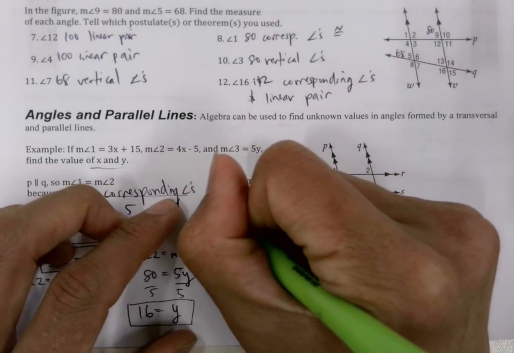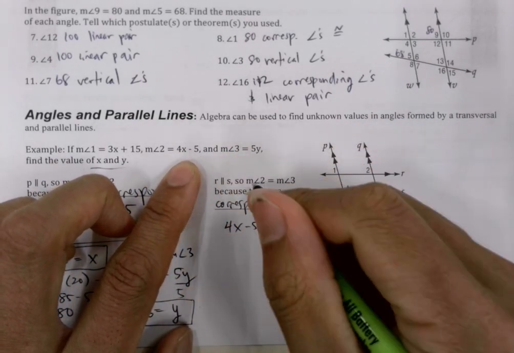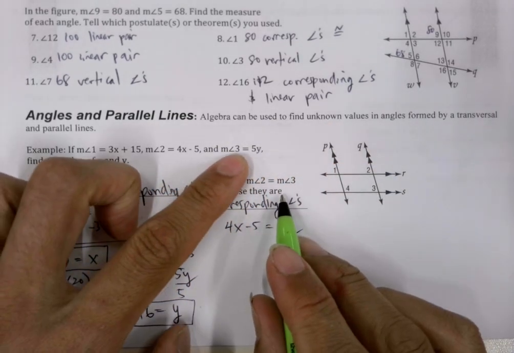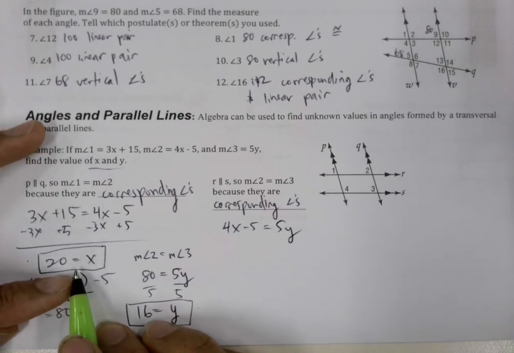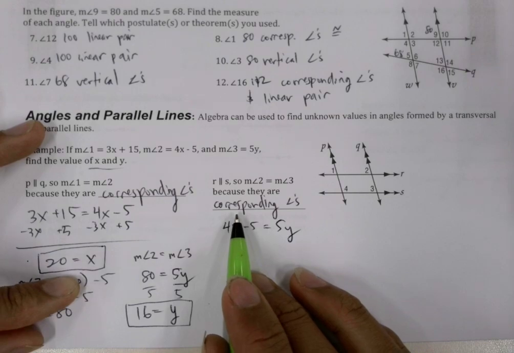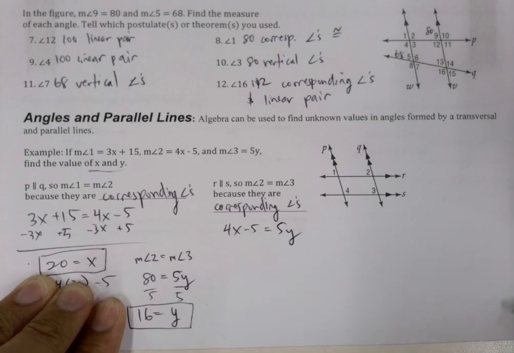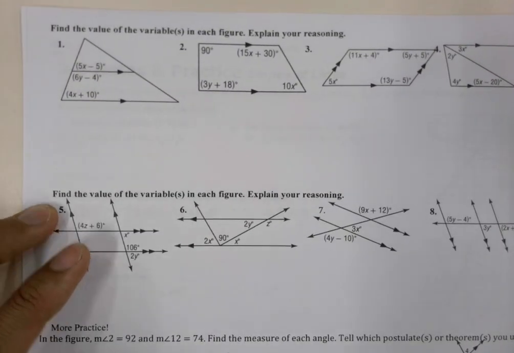Oh, I think I did this problem kind of backward. So I'm substituting in 4x minus 5 for m2, and 5y for m3. I think the idea here was once you find x, then you can use this equation here to find y, which is what I did here. So y is equal to 16. But anyhow, that's our example. And then we have some exercises which I'll show the answers to in the next video.